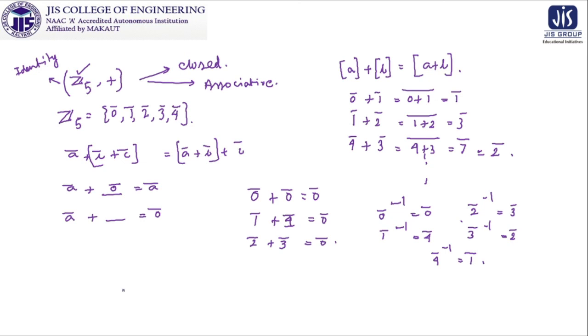So our conclusion is that Z5 under plus is a group. Now your job is to check the commutativity of this group, and to find out a subgroup, if one exists over here, and obviously to find out the subgroups of Z6 under plus.